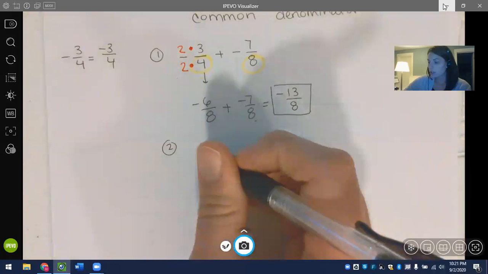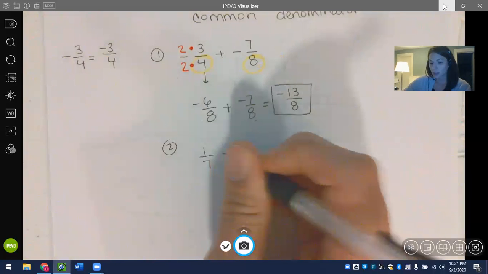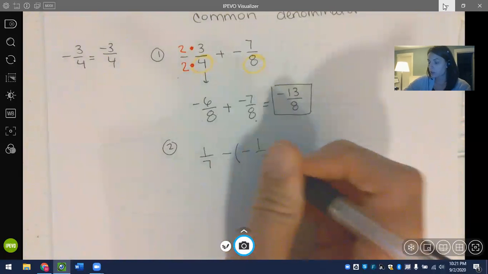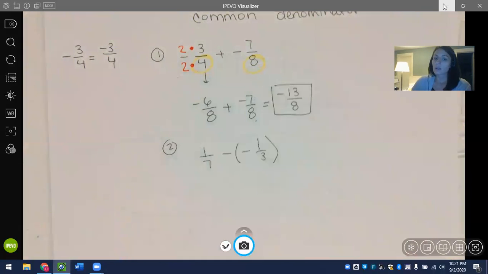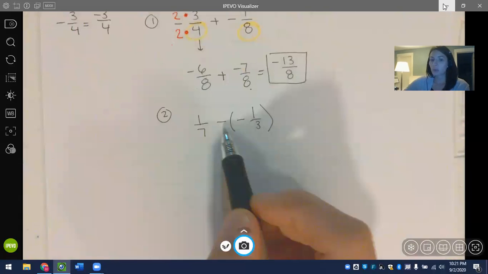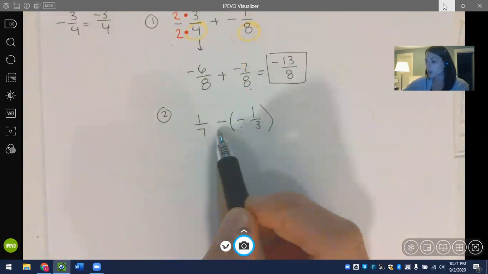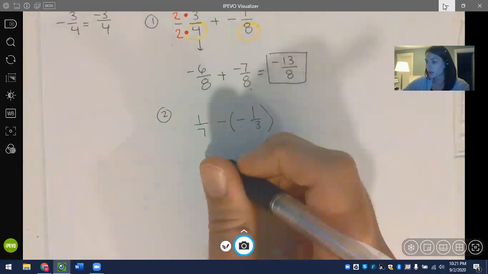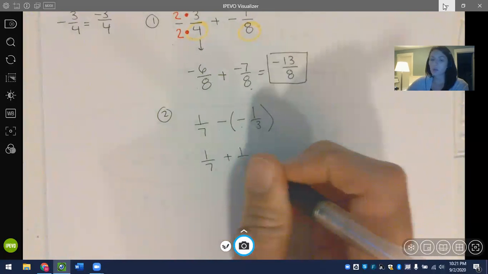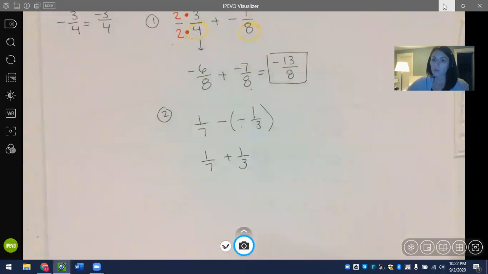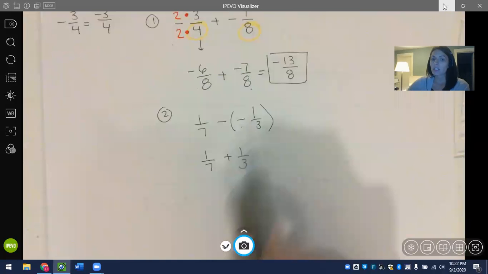I have 1/7 minus negative 1/3. In this example, we have this double negative going on. Anytime I have subtract a negative, I go ahead and rewrite it as addition so that it doesn't trip me up later on, especially when we get to order of operations or things that have multiple fractions going on. Let's clean that up. Subtract negative 1/3 is adding a third.